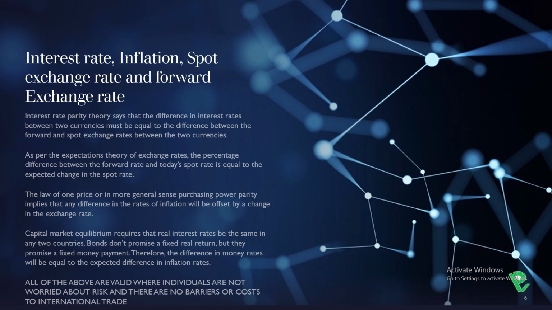The law of one price, or in more general sense, purchasing power parity, implies that any difference in the rates of inflation will be offset by a change in the exchange rate. Capital market equilibrium requires that real interest rates be the same in any two countries. Bonds don't promise a fixed real return, but they promise a fixed money payment. Therefore, the difference in money rates will be equal to the expected difference in inflation rates.